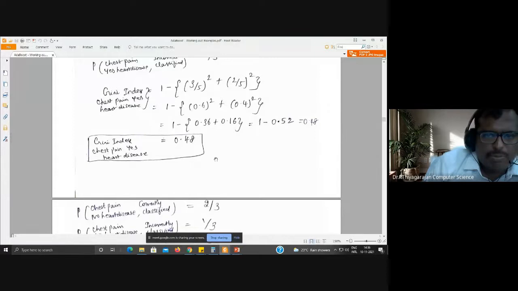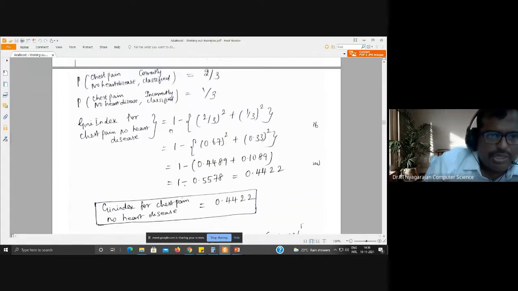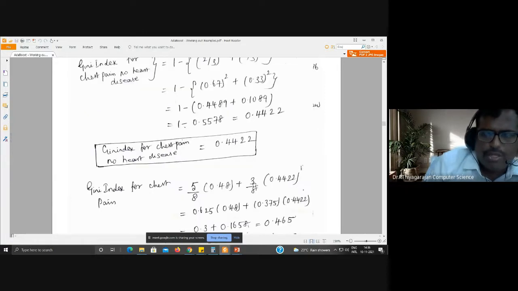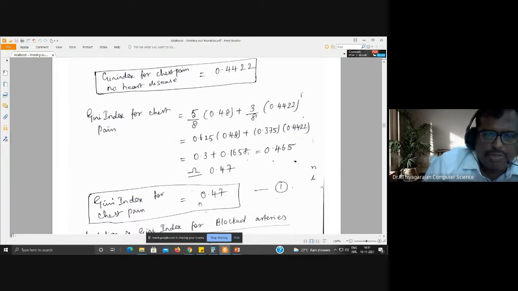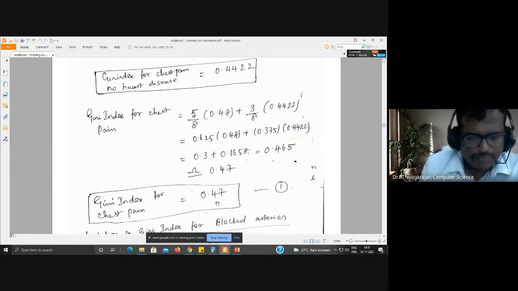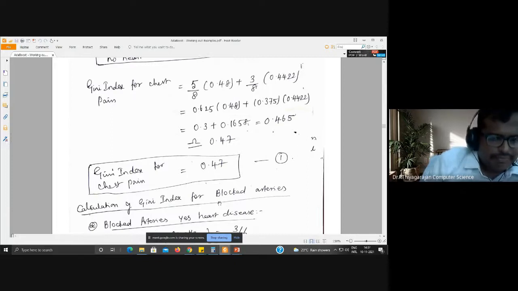What is the Gini index? 0.48. So 5 by 8 into 0.48 plus the overall data set. How many times is the chest pain no? 3 times. So 3 divided by 8 into Gini index of chest pain no. No is nothing but 0.4422. So 3 by 8 into 0.4422. If you do the arithmetic, the Gini index of the chest pain will be 0.47. Is it right? Can I proceed?